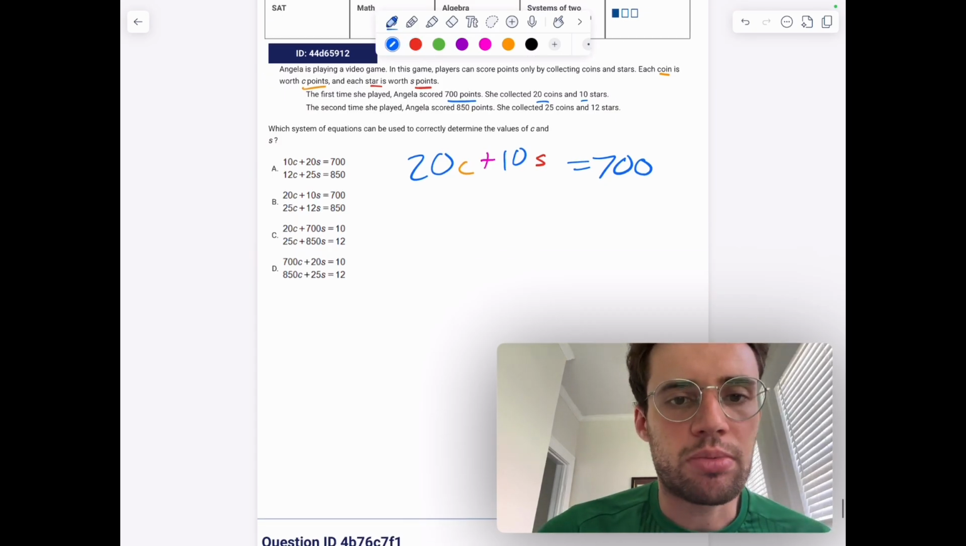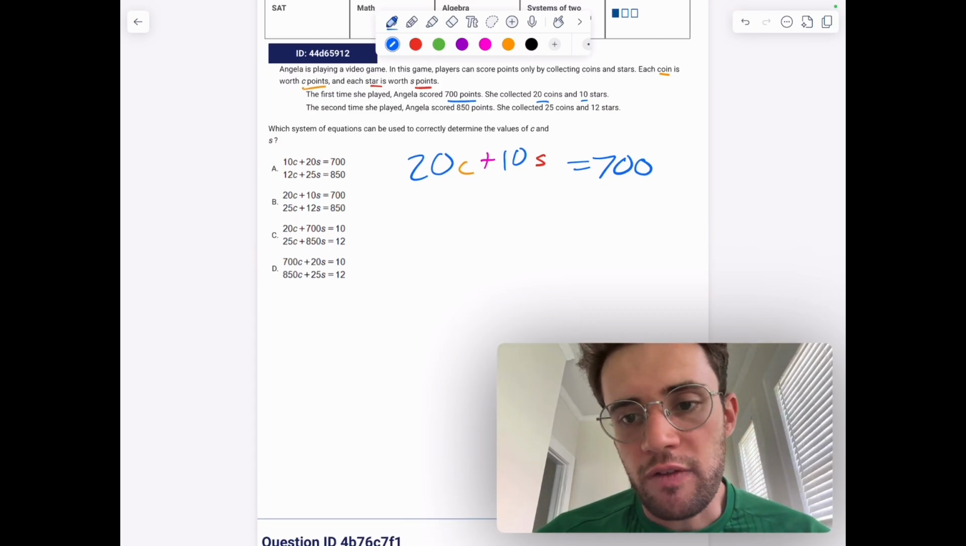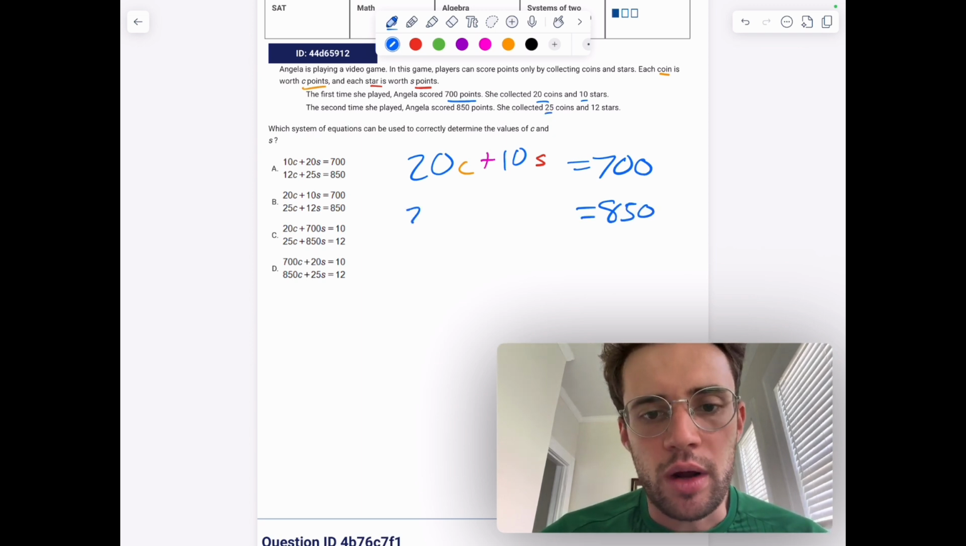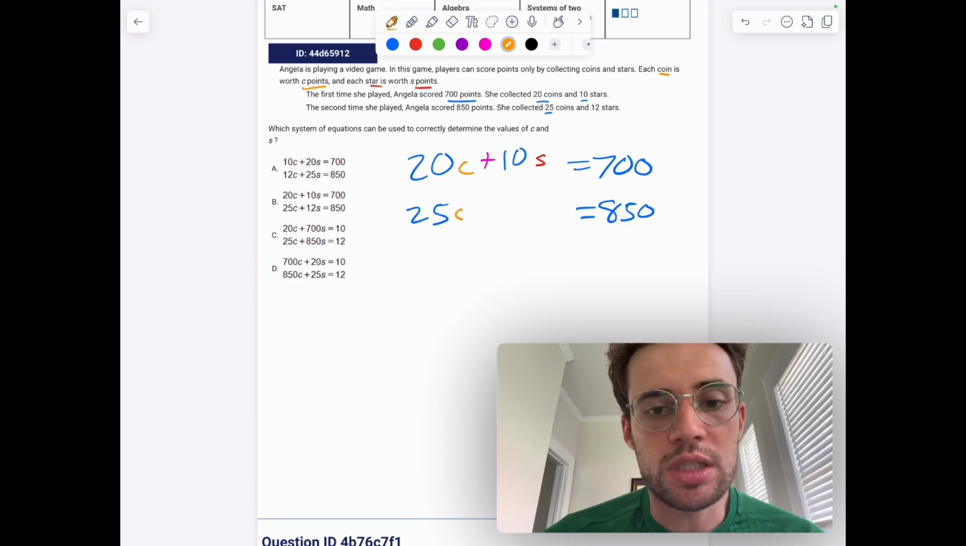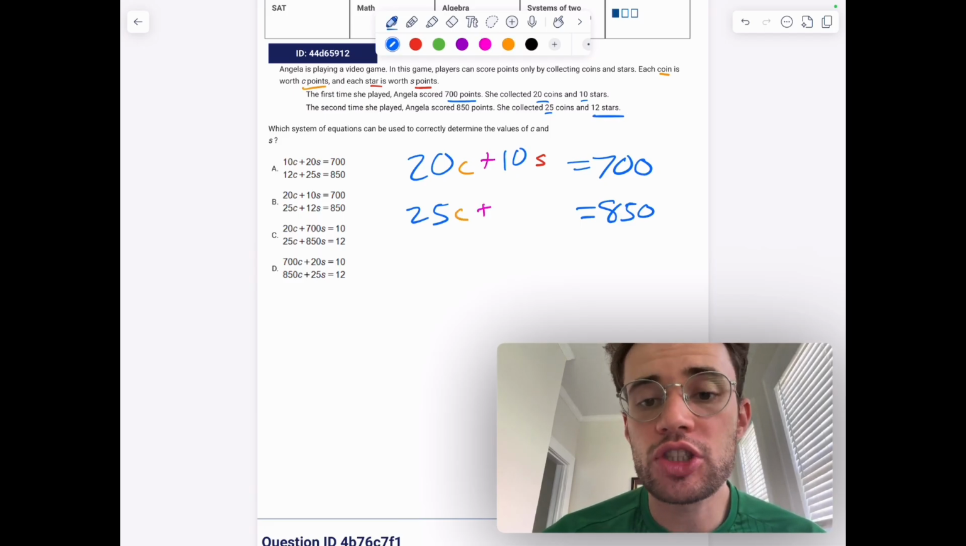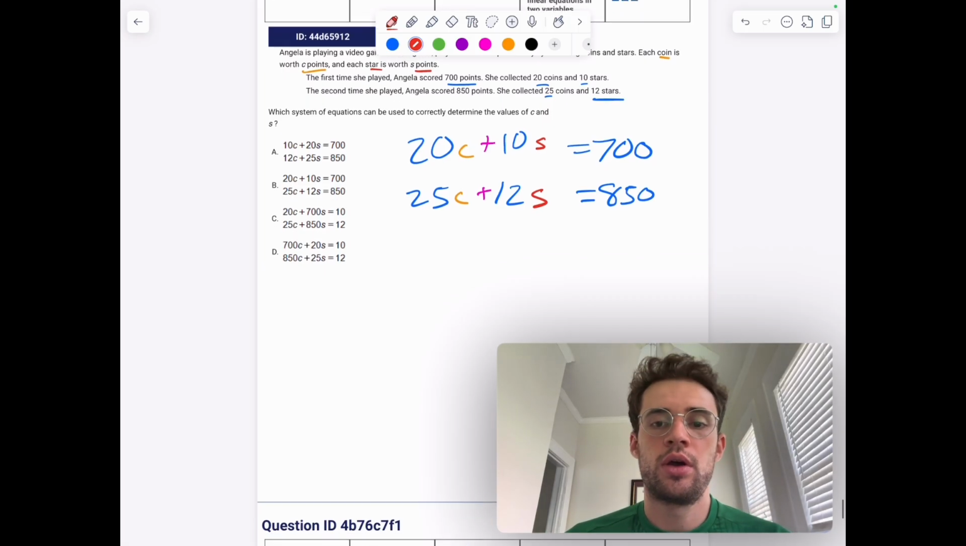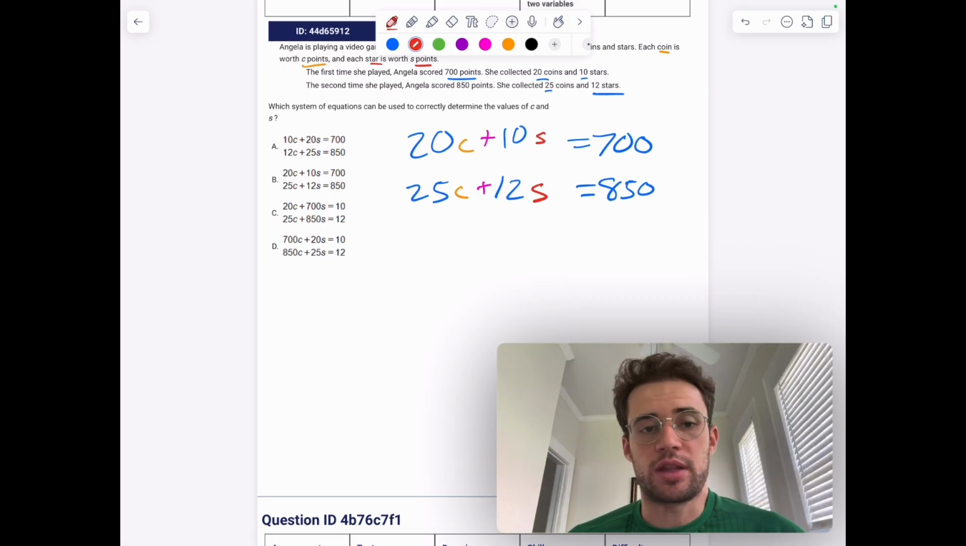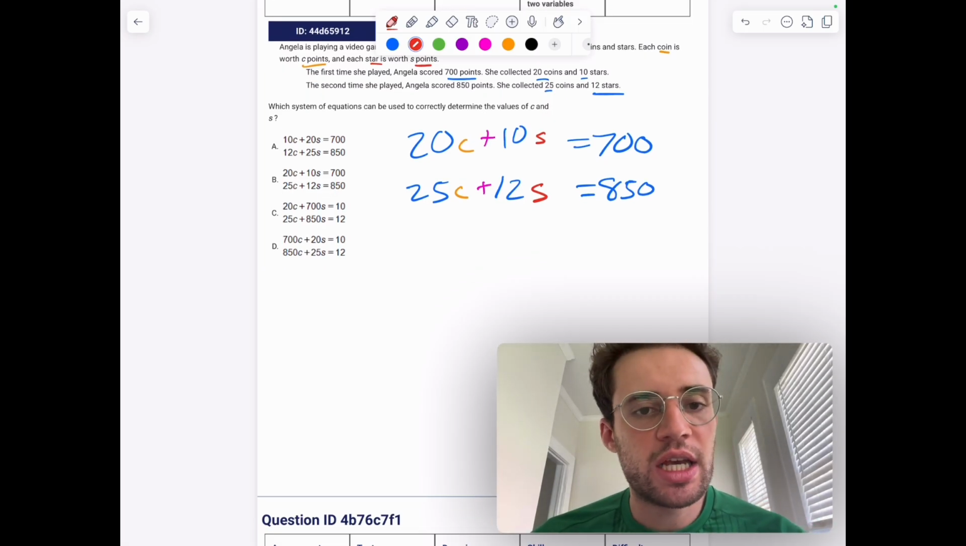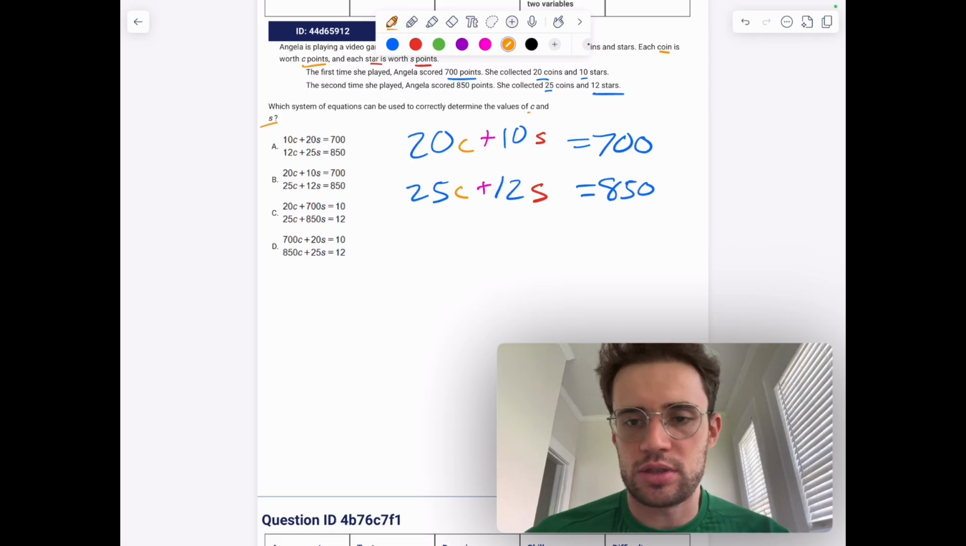The second time she played, she scored 850 points, so it's the right side over here. And she collected 25 coins, so it's 25 times the points per coin, and 12 stars. So it'll be 12 times the number of points per star. All right, so the equations that we have should be something like this. It says, which system of equations can be used to correctly determine the values of C and S? All right, so just which equations are compatible with these ones that I wrote.